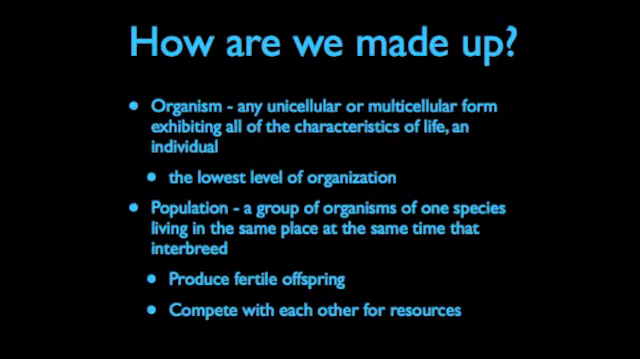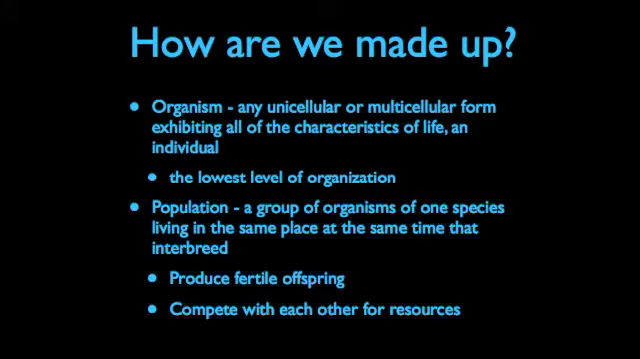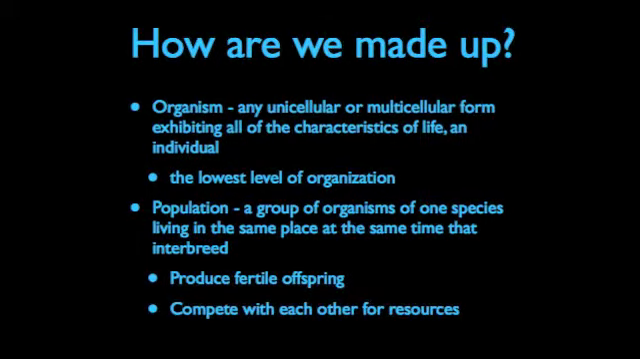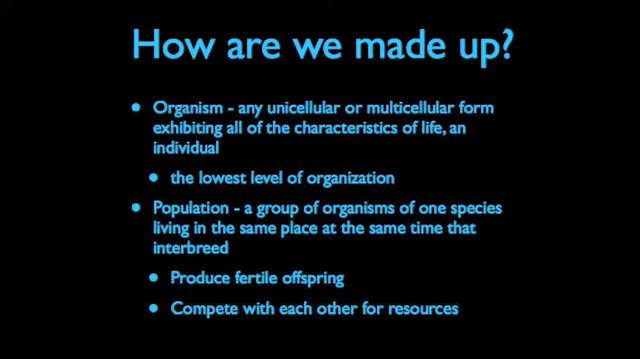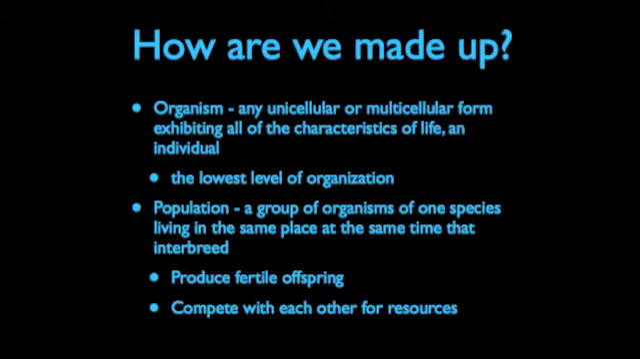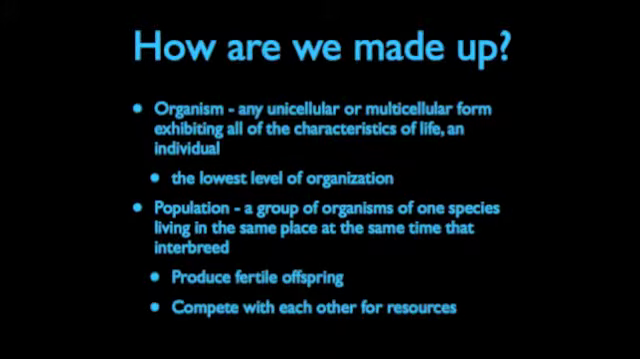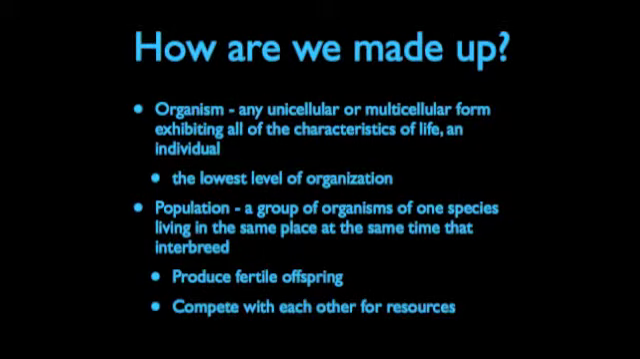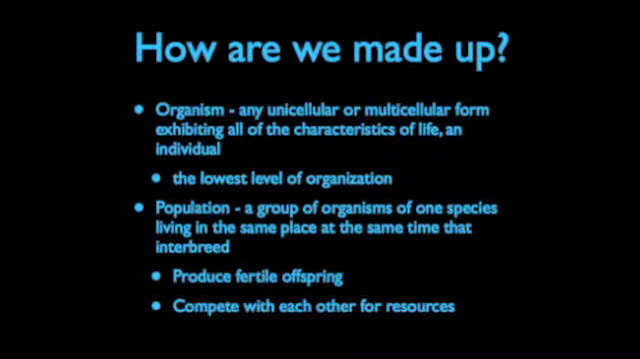The ecosystem is classified into different levels. As I go through the levels, I want you to fill in the bubbles with the different ones. So how are we made up? First off, there's the organism. That would be like us. It's any unicellular or multicellular form exhibiting all the characteristics of life. Remember, we did the characteristics of life foldable and had the 7 different things on it. Has to contain those. And this is an individual. It is the lowest level of organization. So this one would go in the very tiny bubble.